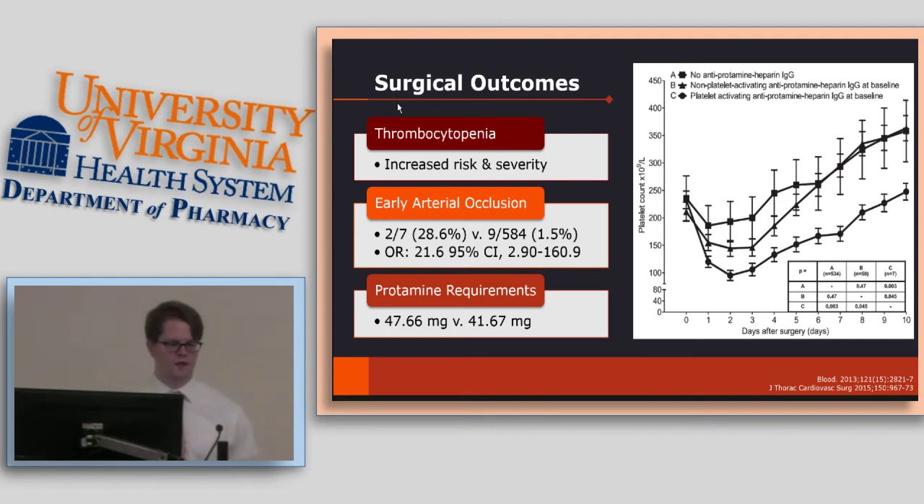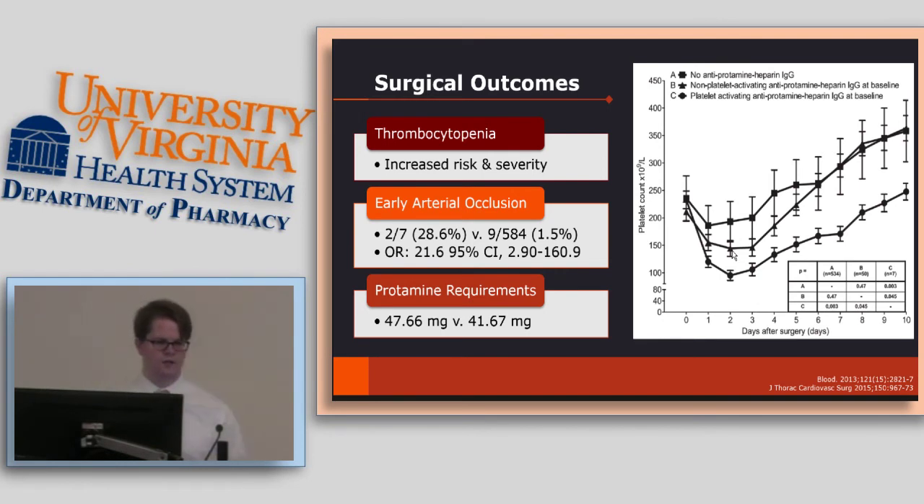With those patients, they tended to have about a 25% reduction in platelet production. So we can see that drop at about day 2 or day 3, followed by a slower rise in activity over the next few days. However, with protamine-induced thrombocytopenia, it does resolve naturally by itself.